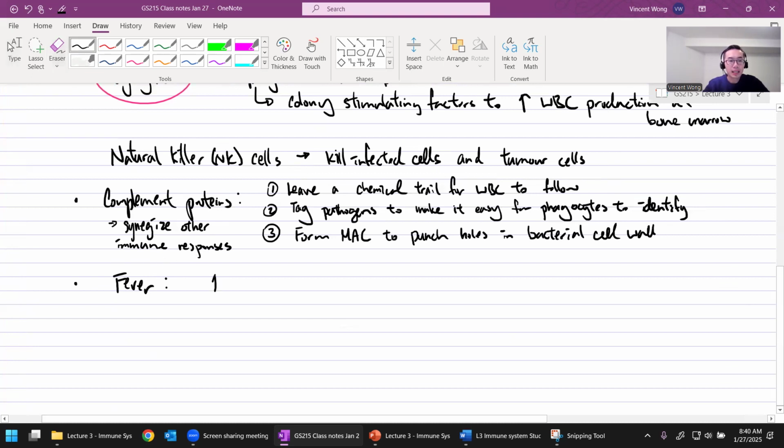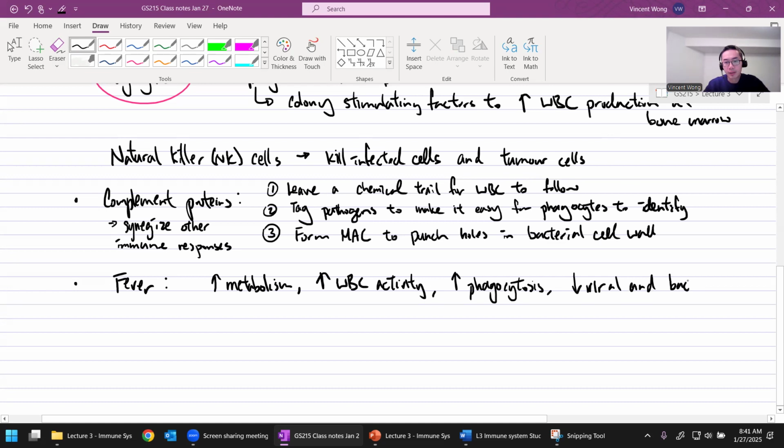Fever increases metabolism, increases WBC activity, increases phagocytosis, and decreases viral and bacterial activities.